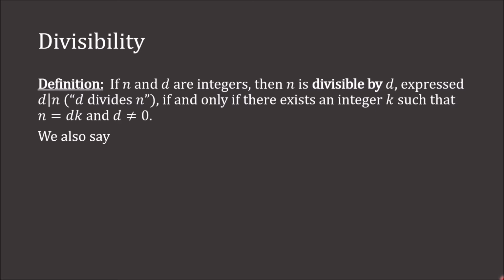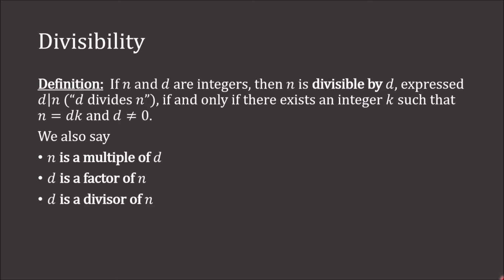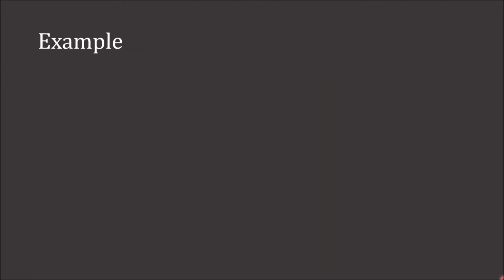We also say that n is a multiple of d, d is a factor of n, d is a divisor of n, and d divides n. So these are all the same way of saying n is divisible by d. So let's look at some examples.